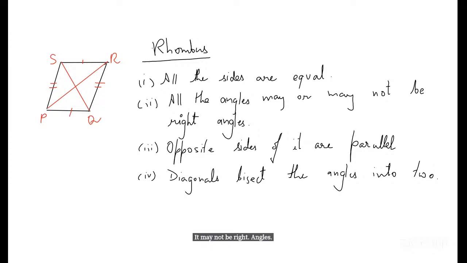But in square and rhombus both, all sides will be equal. That is the thing. But the difference is that in a square, all angles are right angles. In a rhombus, it may be a right angle or not. Okay. Alright. So let's do the last one.